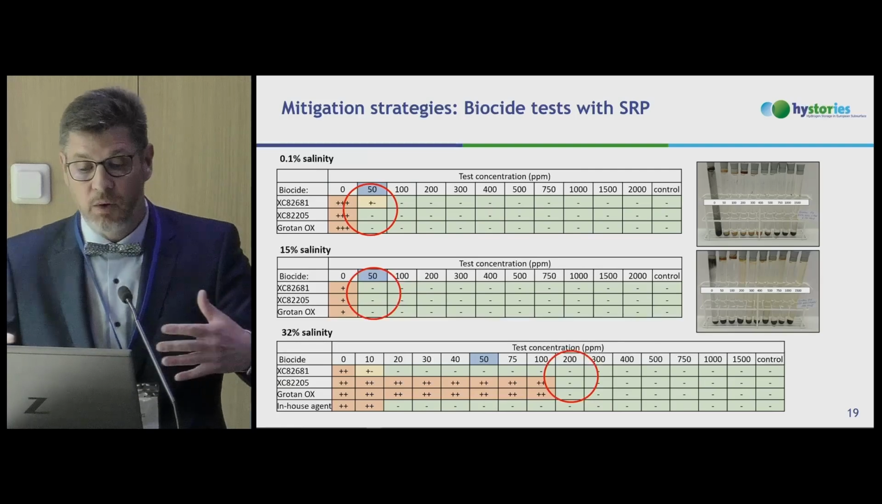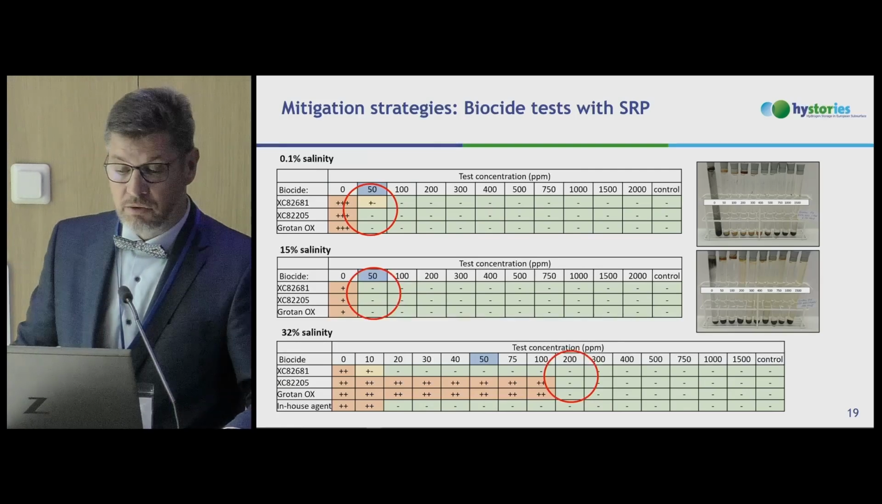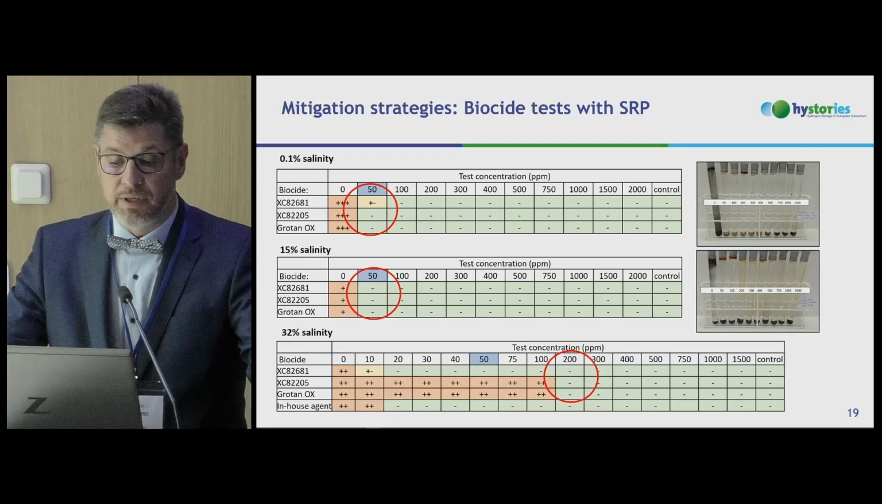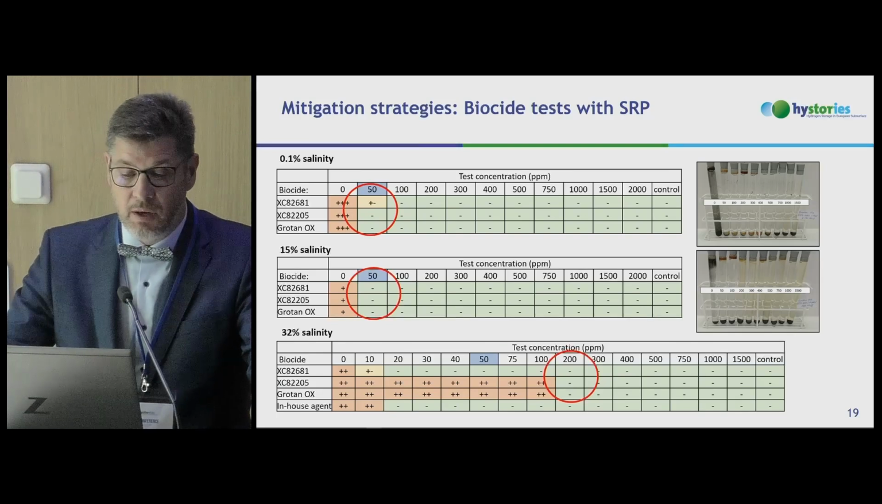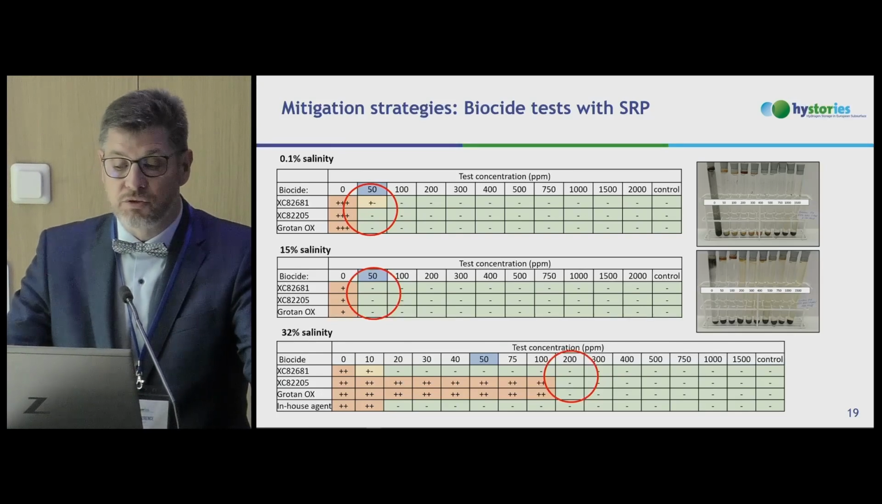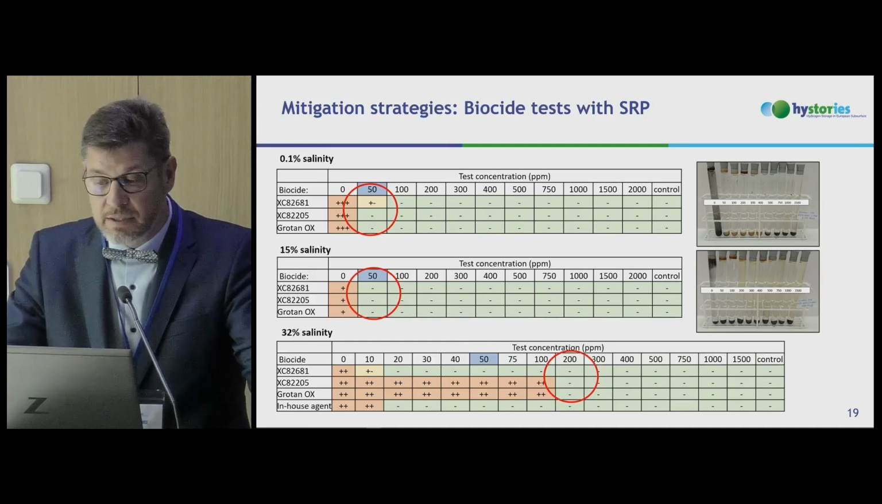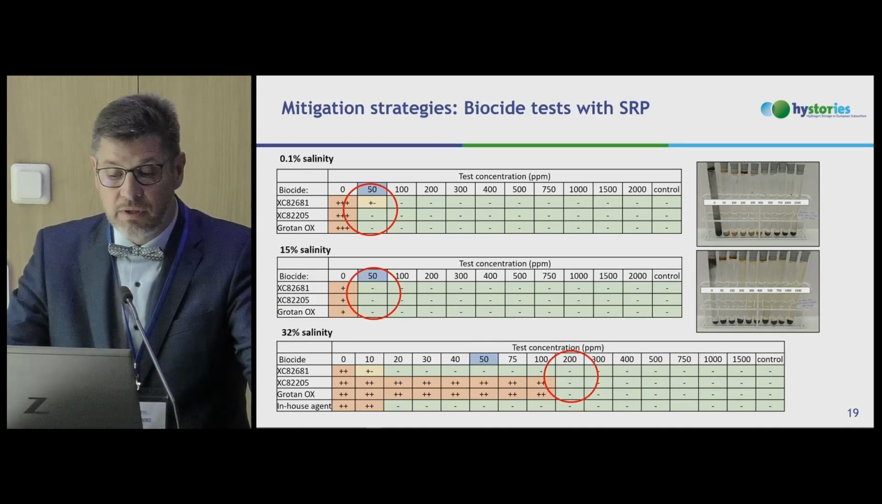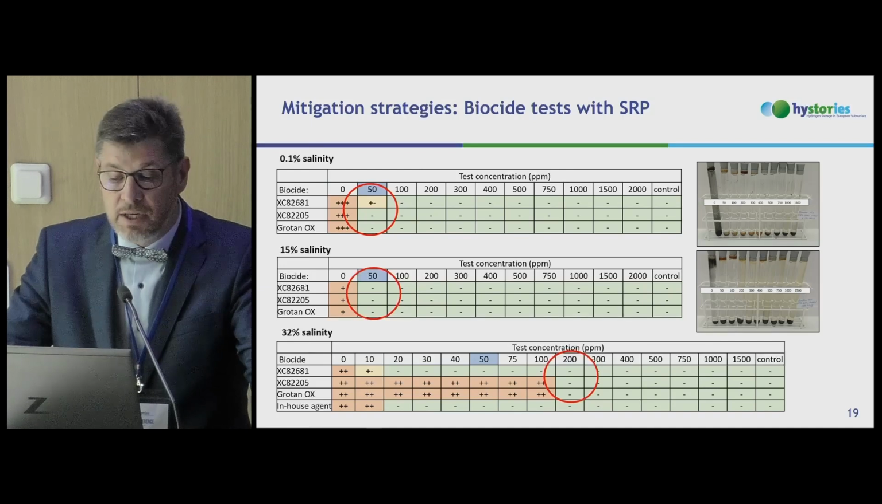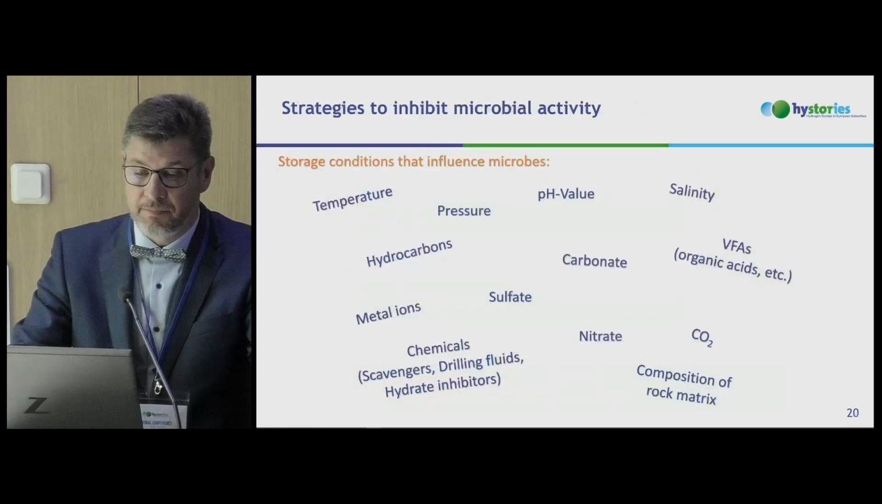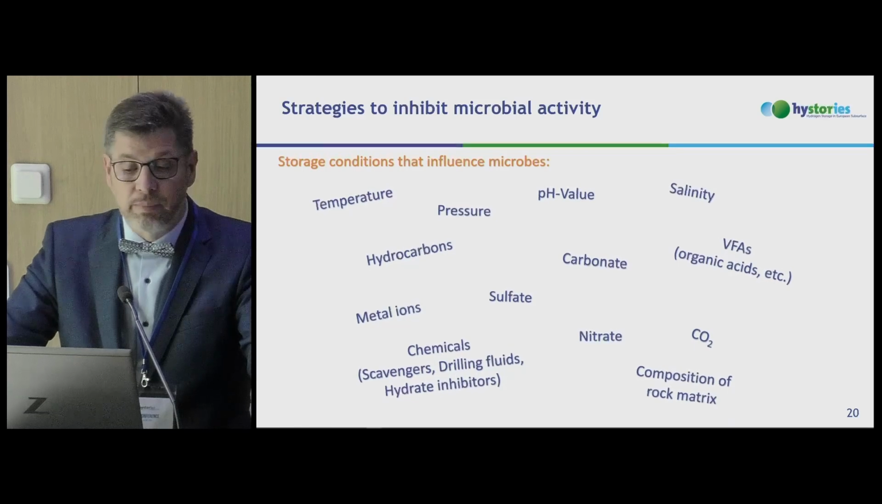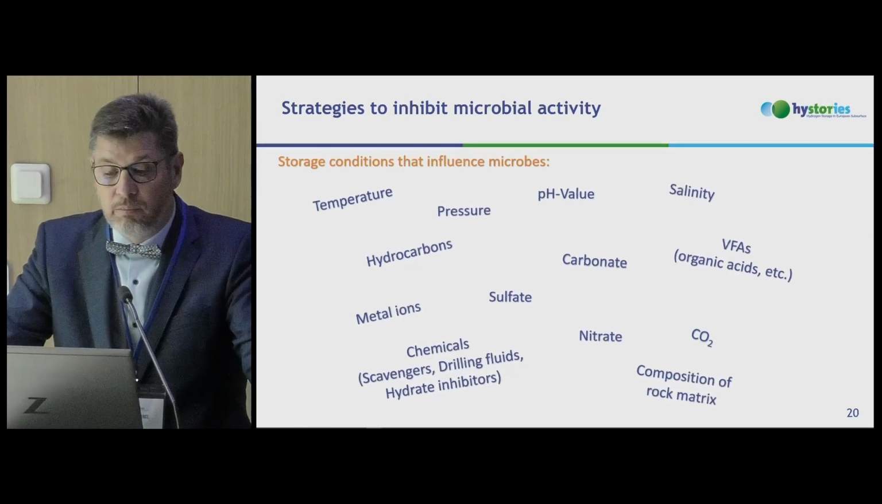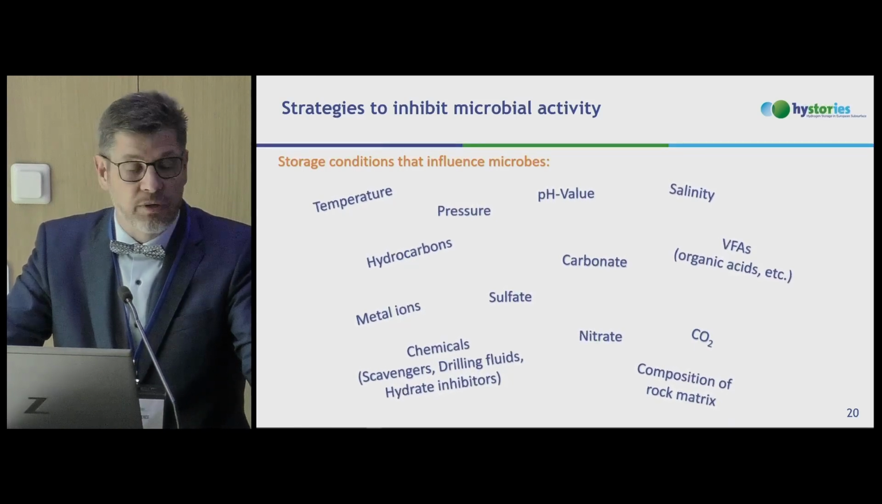That shows that we have to test it and not just take the data from the manufacturer of the biocides. With these biocide tests, the lowest effective concentration can be determined very precisely. What is difficult, however, is the homogeneous application within the reservoir. An alternative to biocides might be the exploitation and shifting of natural parameter limits.